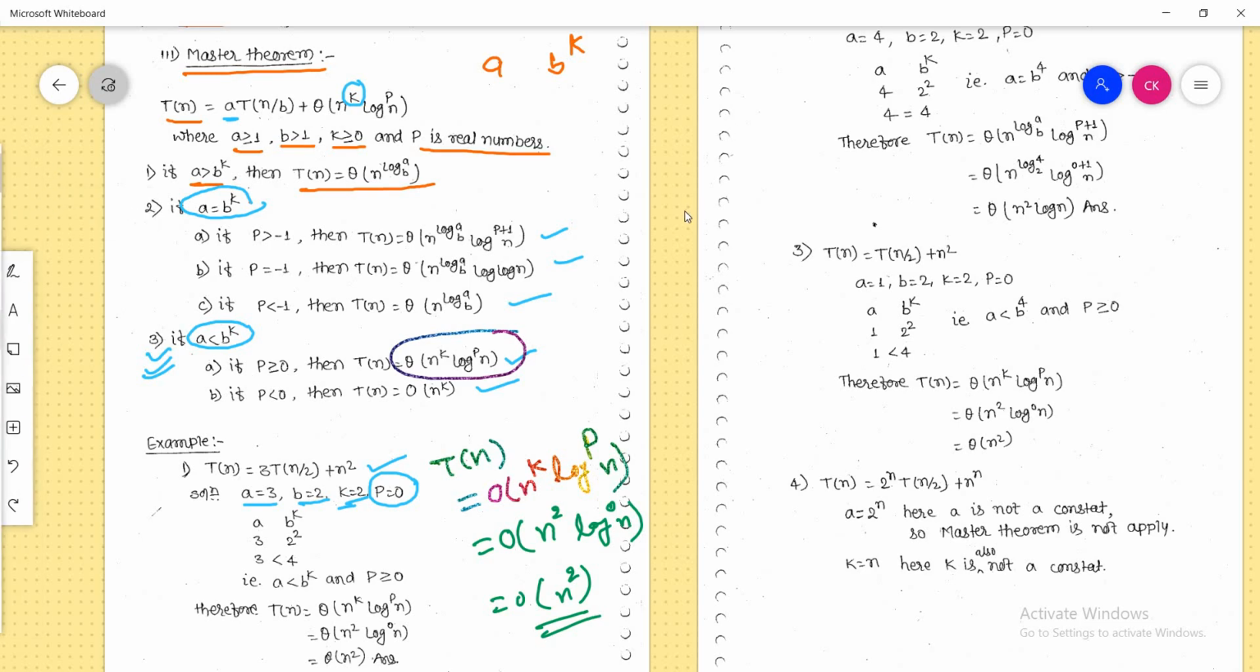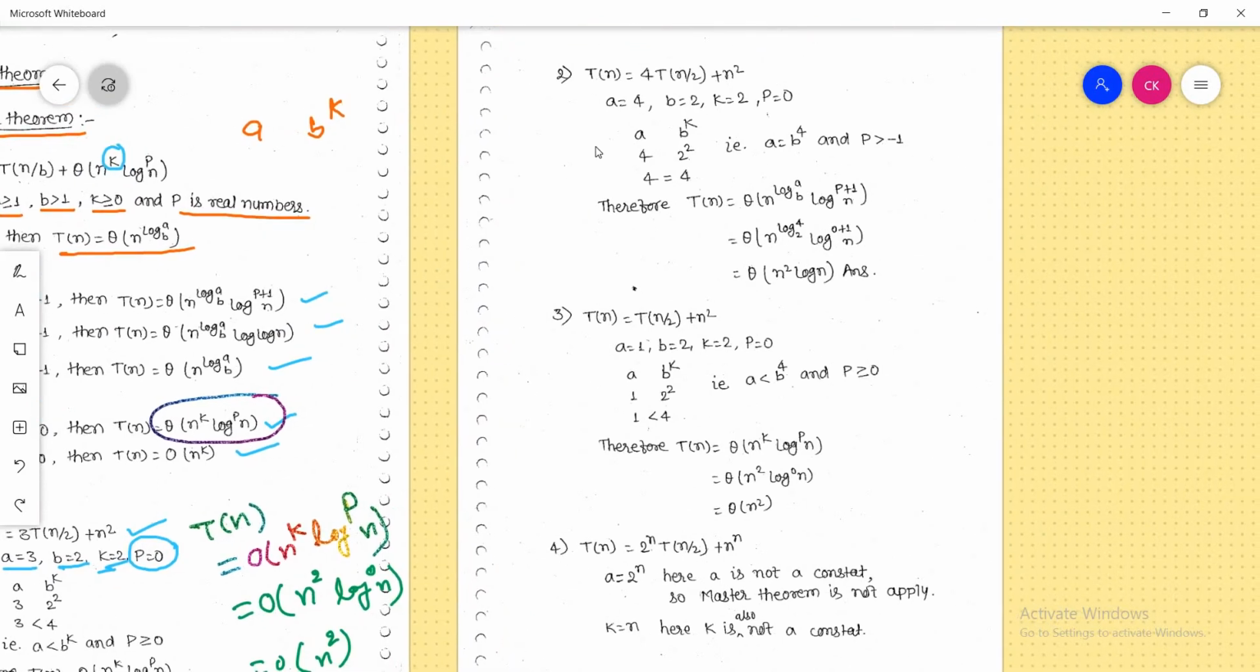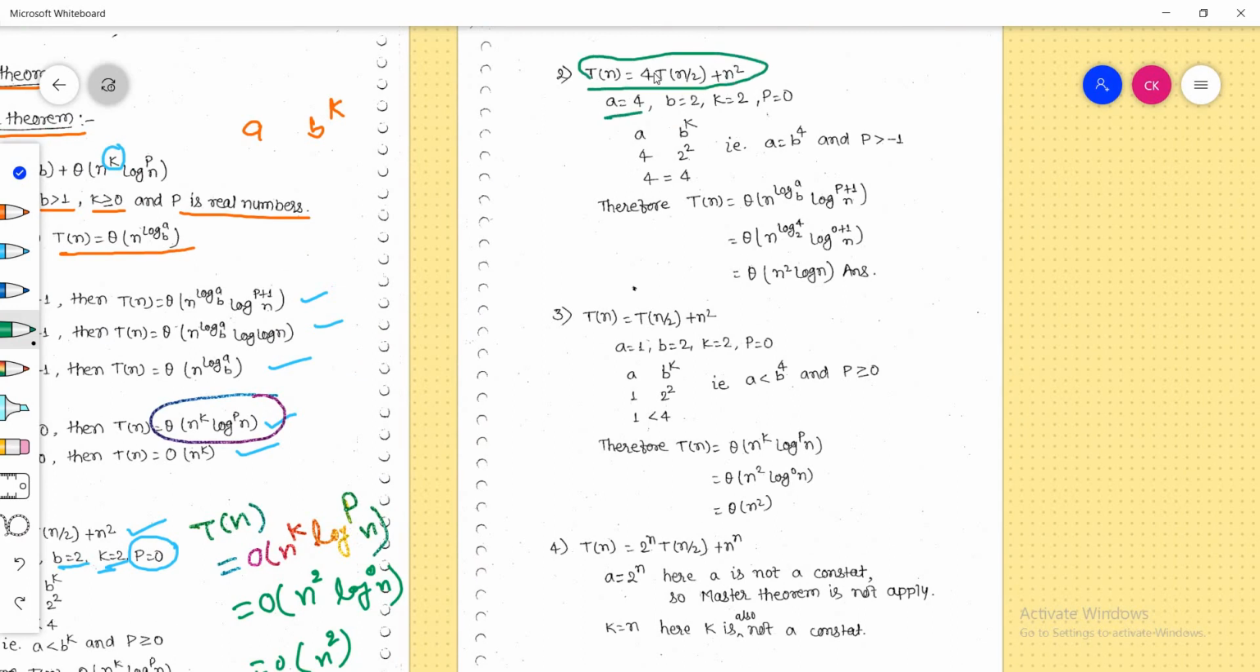Similarly, try to solve the same thing. This is T(n), and the value of a is 4, the value of b is 2, the value of k is 2, and p is 0, and depending on the condition you will get the answer. And similarly you try to solve this one, and yes, this is the important one.